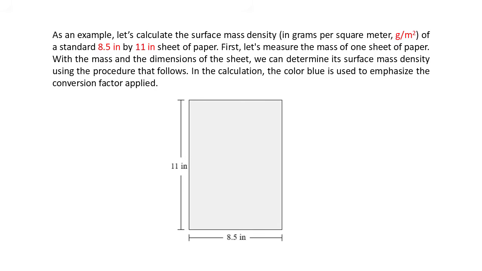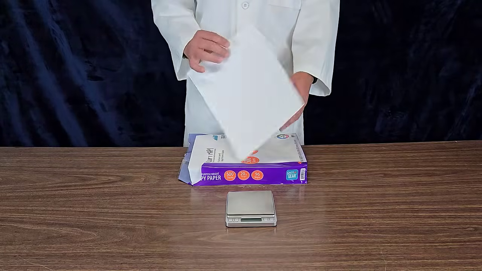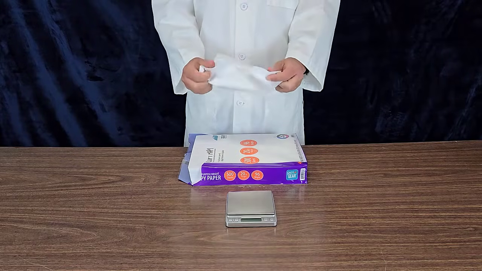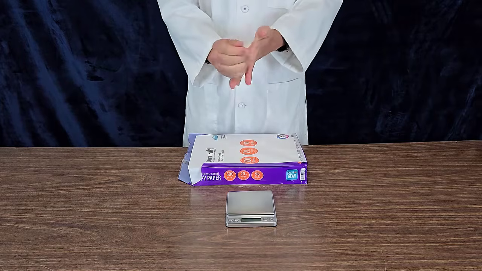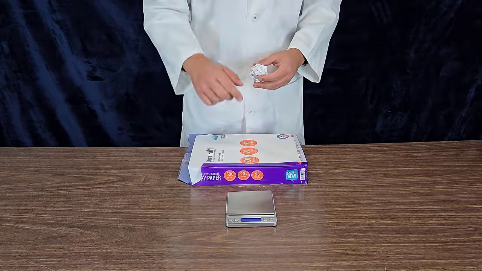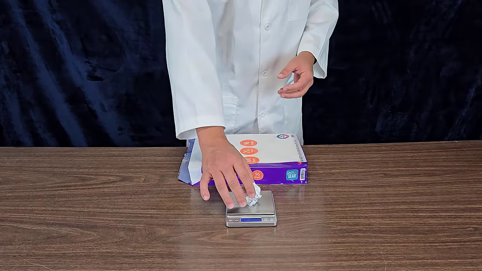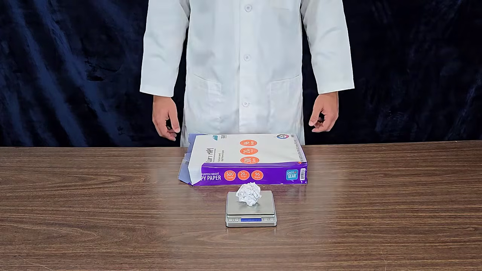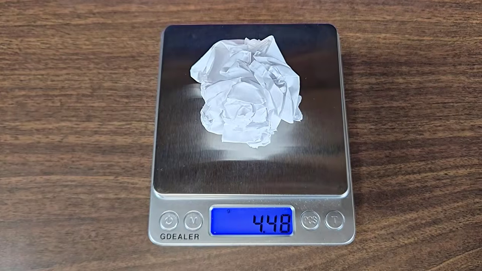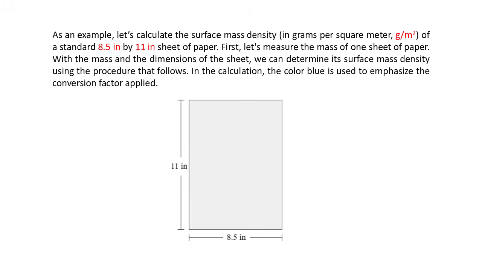As an example, let's calculate the surface mass density in grams per square meter of a standard 8.5 inches by 11 inches sheet of paper. First, let's measure the mass of one sheet of paper. With the mass and the dimensions of the sheet, we can determine its surface mass density using the procedure that follows.